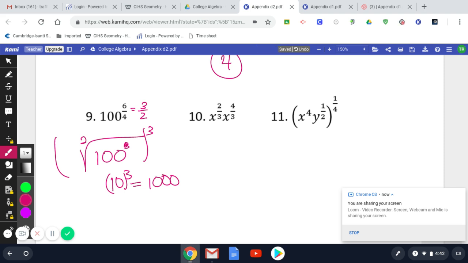On the next one, my bases match, so I'm going to add my exponents. So I'm going to add 2/3 and 4/3. So then I have x to the 6/3, which is just x squared. Number 11, I'm going to distribute the 1/4 to each thing. So I have x to the 1 power, because 4 times 1/4 is 1. And then y to the 1/8.